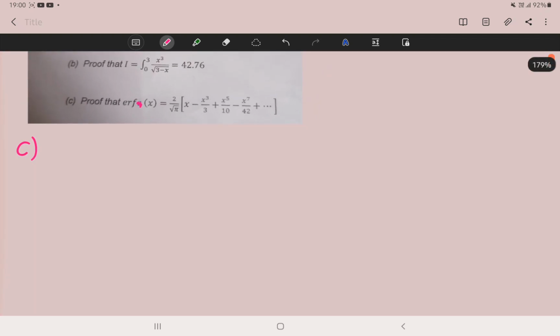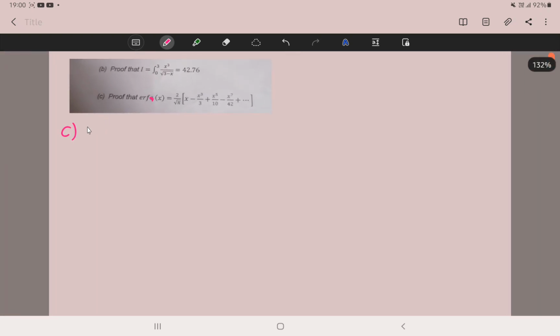Okay, so the error function of x is basically defined as, okay, let me write the formula. Error function of x is defined as 2 divided by square root of pi, integration from 0 to x, e to the power of minus t squared dt. So it's with respect to t.